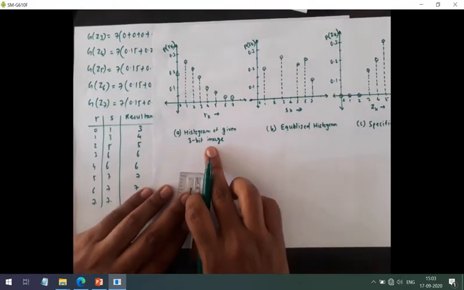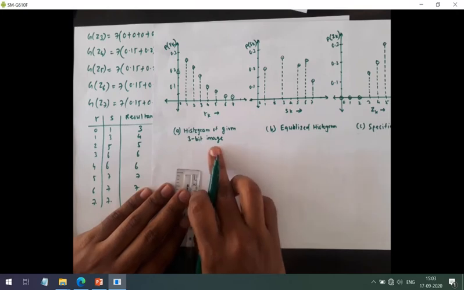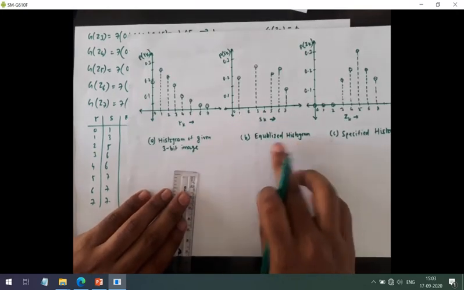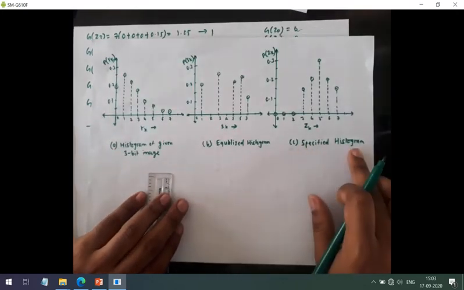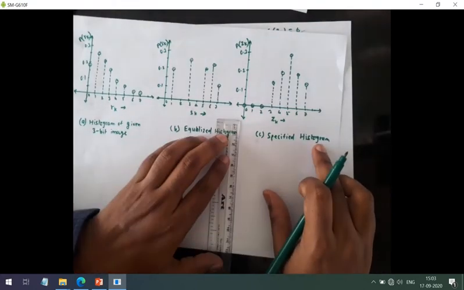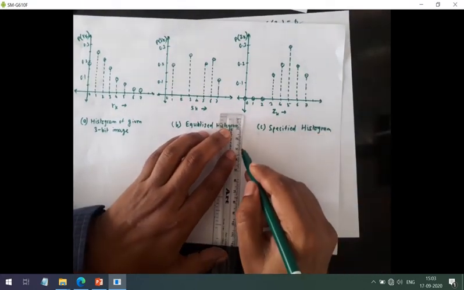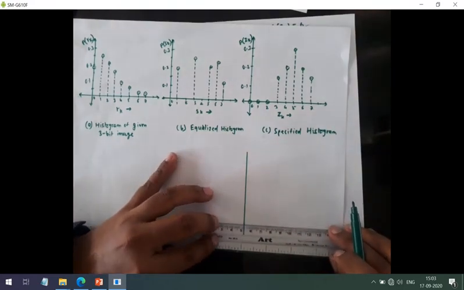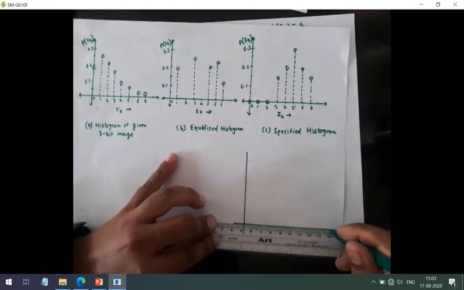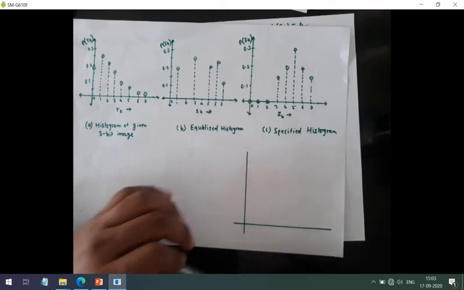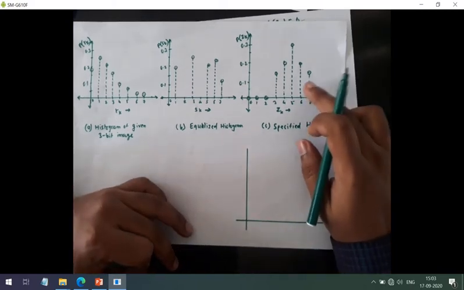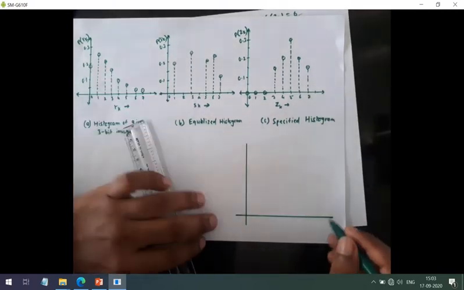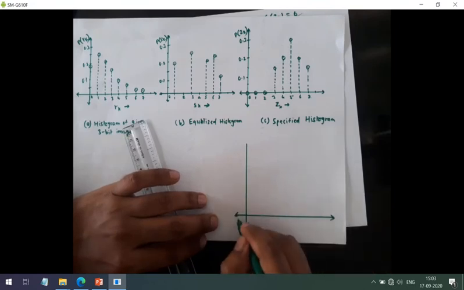So this was the histogram of the given 3-bit image. This was the equalized histogram. This was the specified histogram, and we will now draw the histogram of the output image after applying histogram matching. And what was our aim? Its histogram should look like this. So now we will plot that.